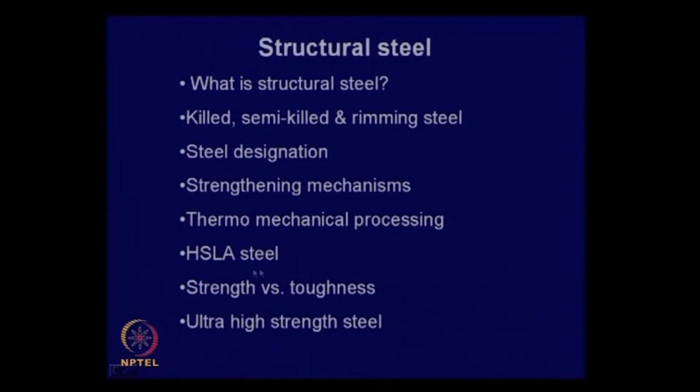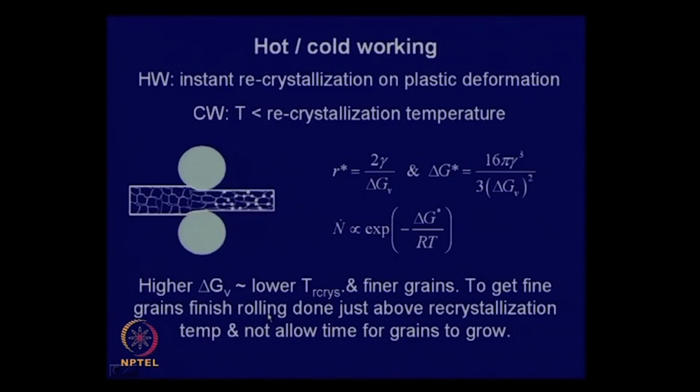We will also look a little bit again at the strength toughness relationship, and talk about a few ultra high strength steels which can be produced by controlling thermomechanical processing. That means we are not necessarily considering alloy steel. Even in plain carbon steel you can get ultra high strength by controlling composition and processing. We will see how. And if you recollect your last lecture, we talked about thermomechanical processing.